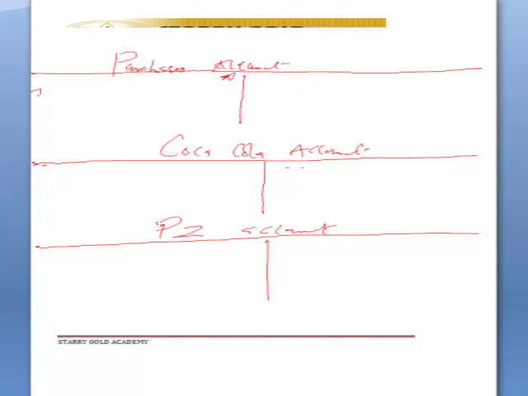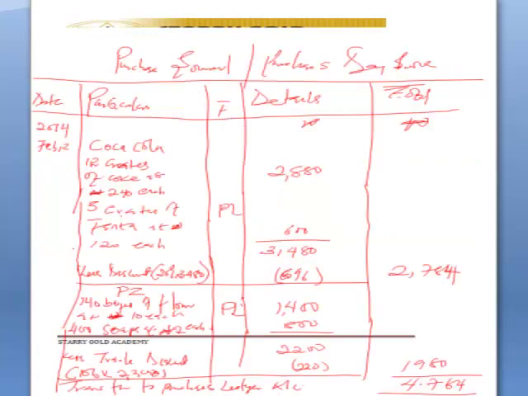So February 28, sundry. The total will come here, 4,764. Is that the total? Yes, 4,764.